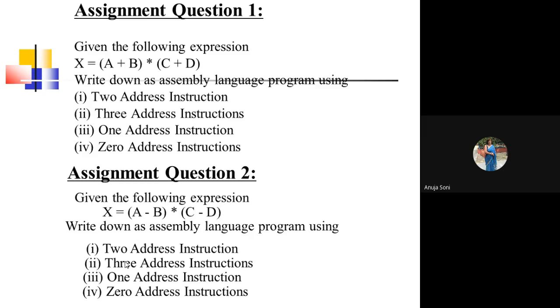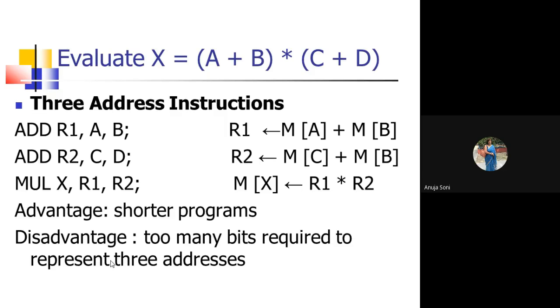So how will you do it? This is a solved question in your chapter. You are given a mathematical expression X is equal to (A plus B) into (C plus D). So how do you write a three address assembly language program? This program is called an assembly language program using three address instruction. How will you write it in order to accomplish this evaluation?